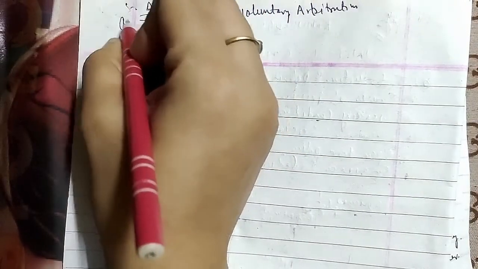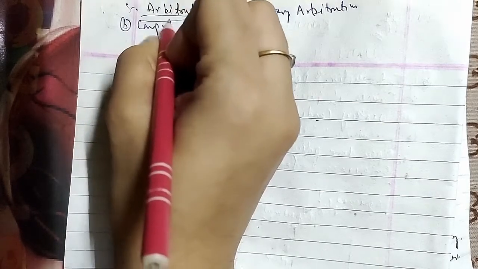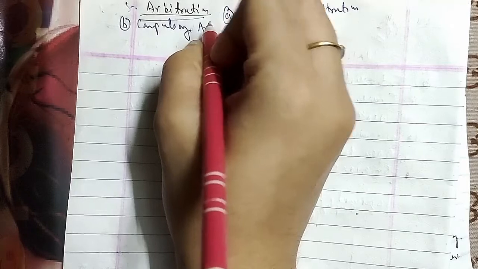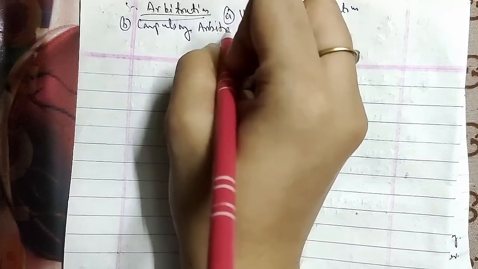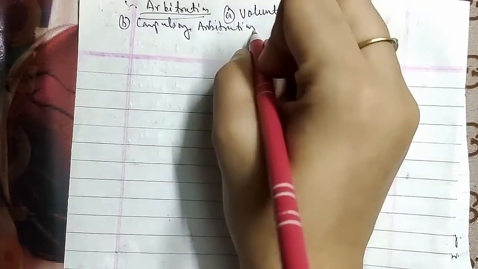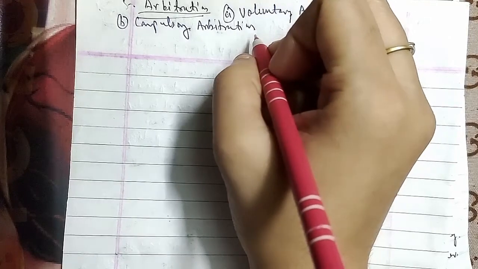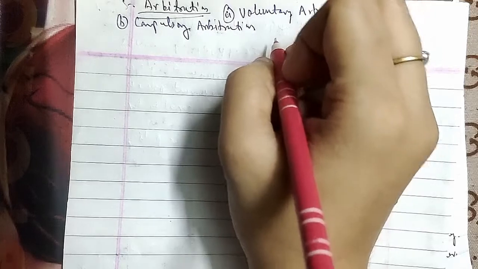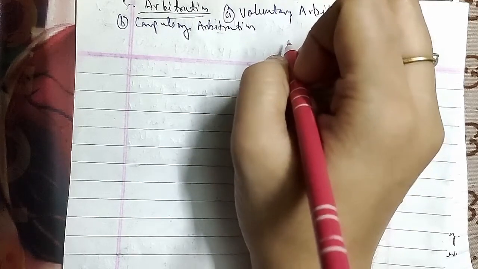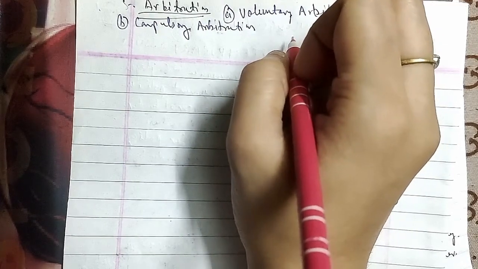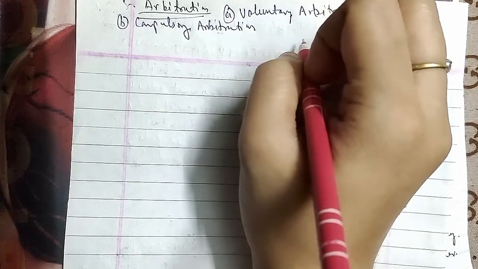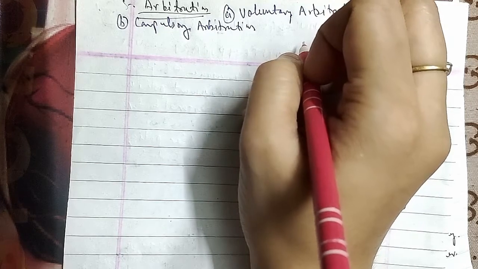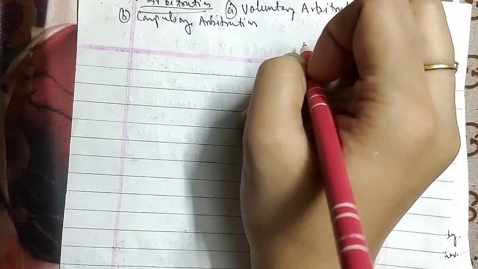The second is compulsory arbitration. This implies that the parties are required to refer the dispute to the arbitrator whether they like it or not. Usually when the parties fail to arrive at a settlement voluntarily, or when there is some other strong reason, the appropriate government can force the parties to refer the dispute to an arbitrator as well.